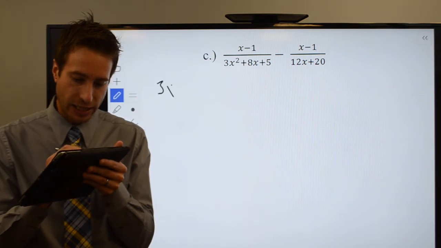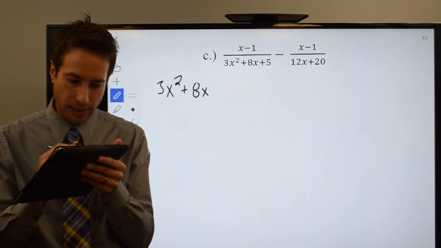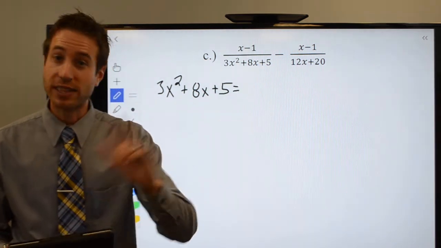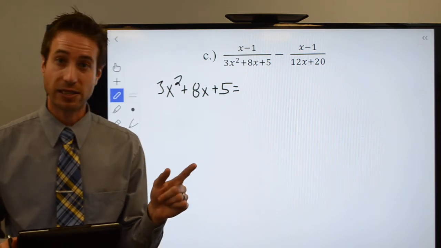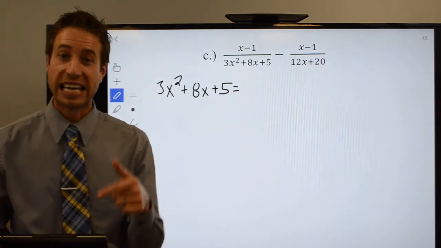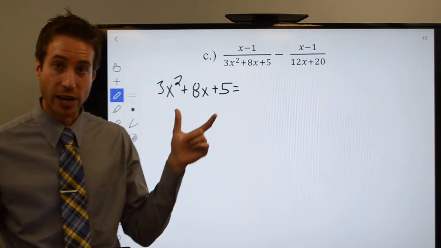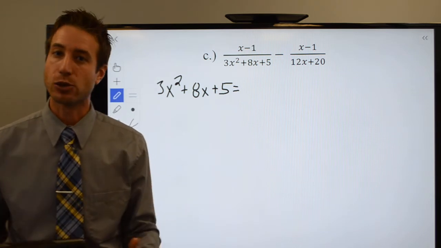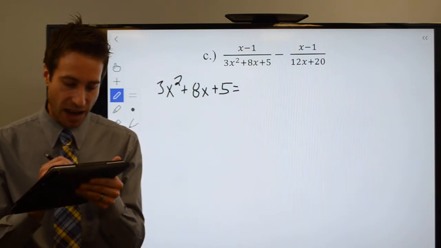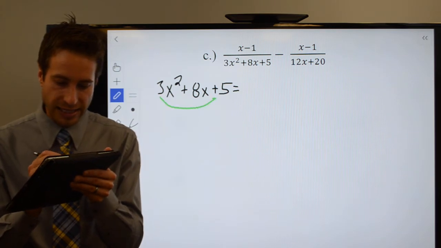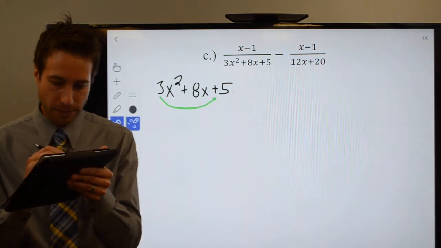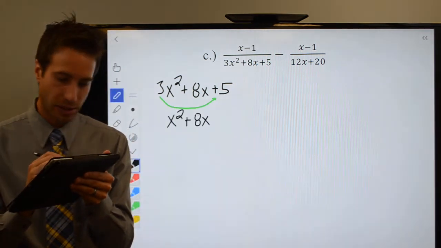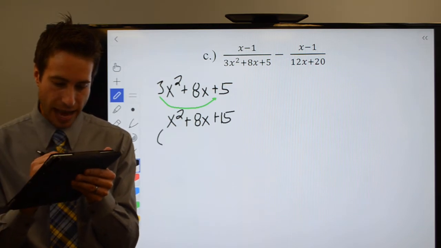Alright, so here we go. I have 3x squared plus 8x plus 5. I need to factor that guy. We saw this just a minute ago in a previous video, and here it is again. This is a general trinomial where the leading coefficient is not a 1. I think the easiest way to do these is a method known as slide and divide. So I would slide this guy over. You wind up with x squared plus 8x plus 15. Factor that.